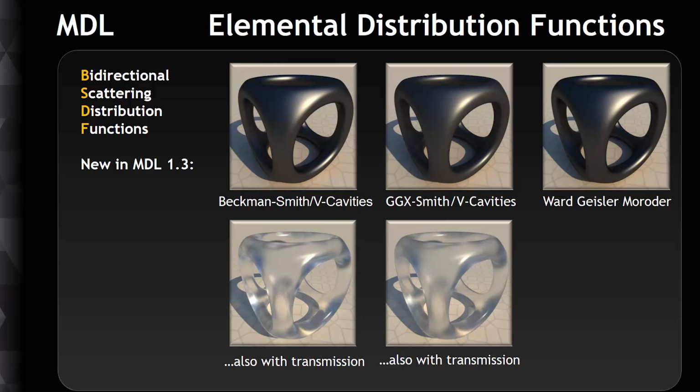None of those individual BSDFs can do more than a very simple material. The diffuse one is maybe some plaster, and the glossy ones kind of look like metal. But usually materials are way more complex, and common material models combine multiple of those distribution functions to create more complex effects. We also added that to MDL.